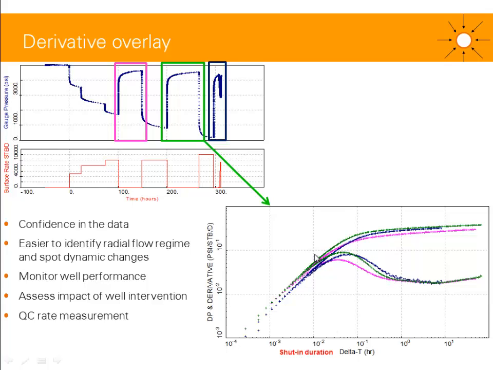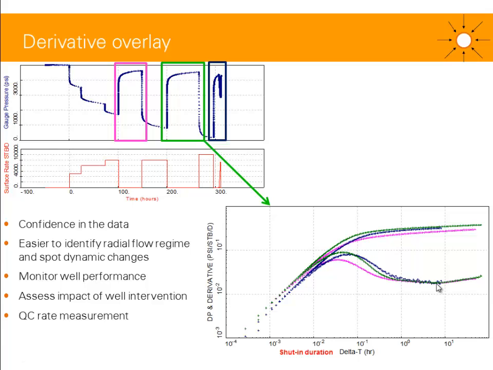So simply by looking at the plot without doing any further analysis, by looking at the derivative overlay, you can monitor well performance. You can also assess the impact of well intervention. We've seen this with our example of limited perforation. And you can also QC your rate measurements before each PBU. This plot is rate normalized. So we divide the pressure and its derivative with the final flow period before the PBU. Okay. So all the plots should share the same stabilization, indicative of radial flow regime.